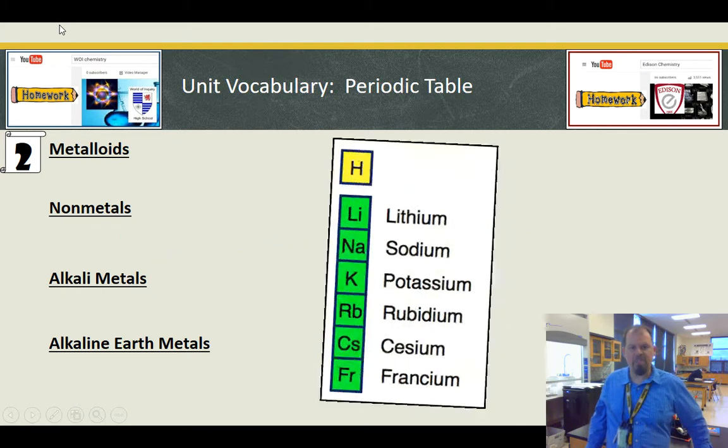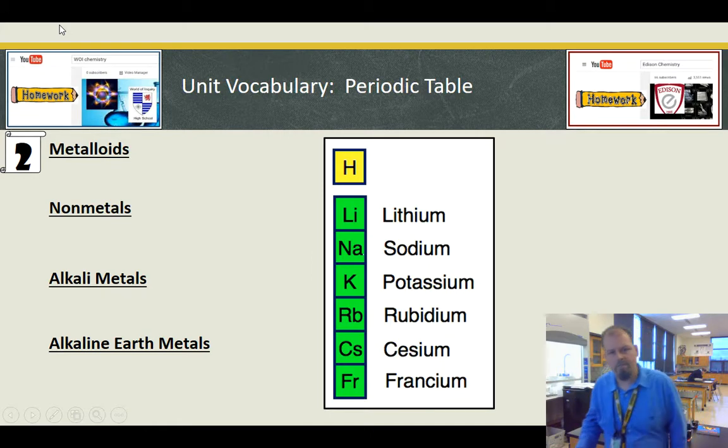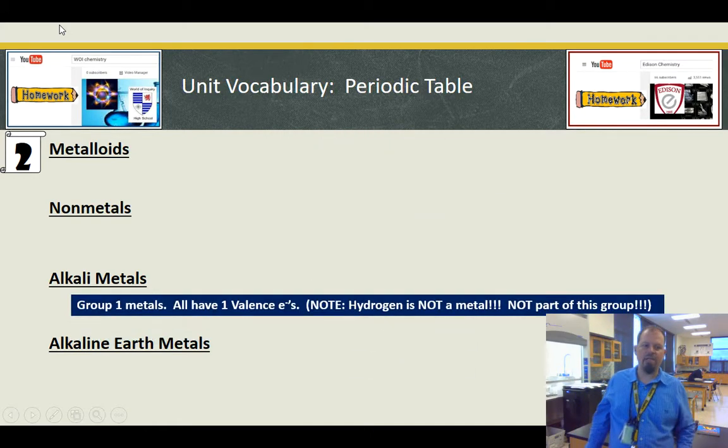Alkali metals, this is the first group. This is group 1. Of course, not including hydrogen, because hydrogen is not a metal. So group 1 metals, they have one valence electron. Notice hydrogen is not a metal. It's not part of this group. It's above, it's up, it's a gas. It's not really hooked onto the elements, they aren't touching each other.